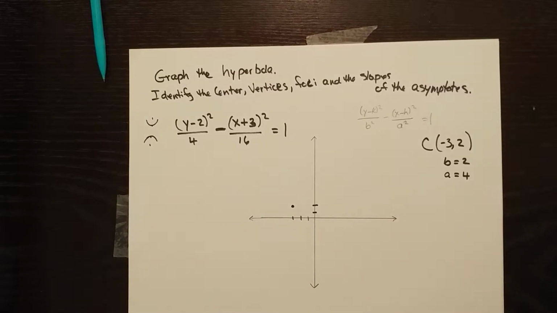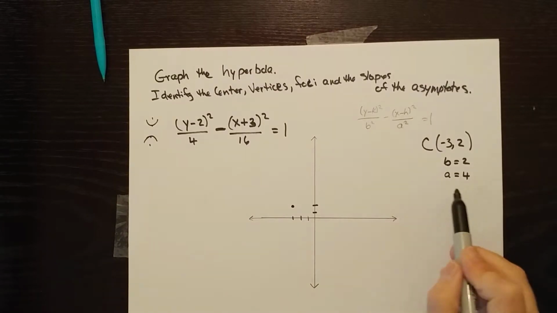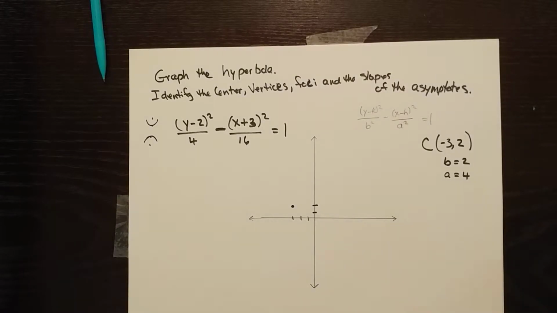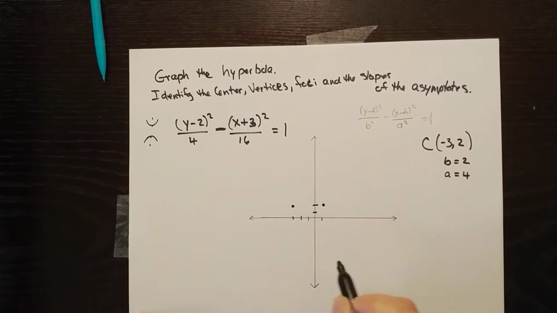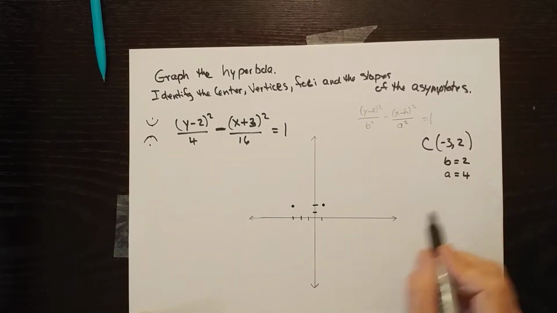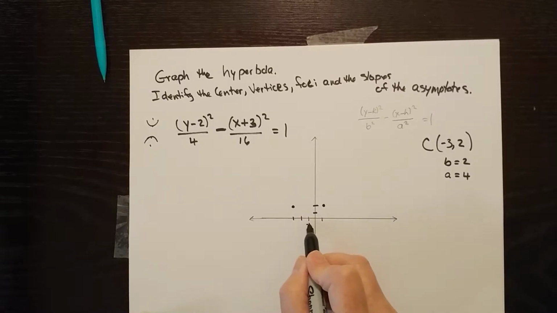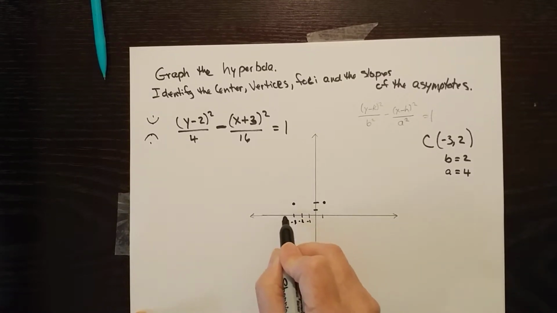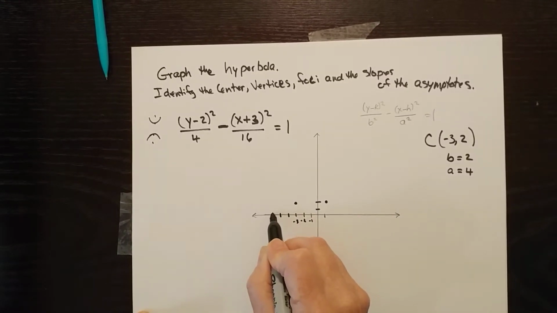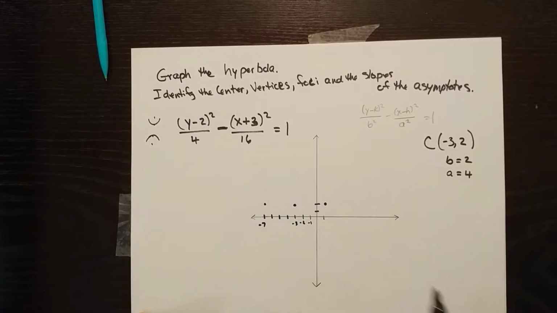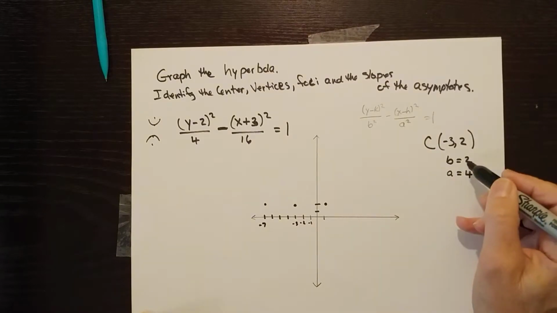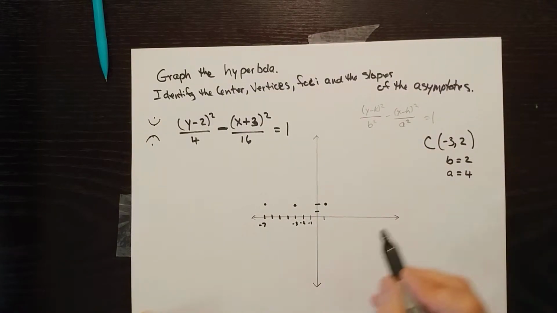In order to form the graph, you go left and right, a units. So I'm going to go to the right 1, 2, 3, 4 units here, and put a point. And then I'm going to the left 4 units. So this is -1, -2, -3, -4, -5, -6, -7. 4 units will be right there. And then I go up b and down b.